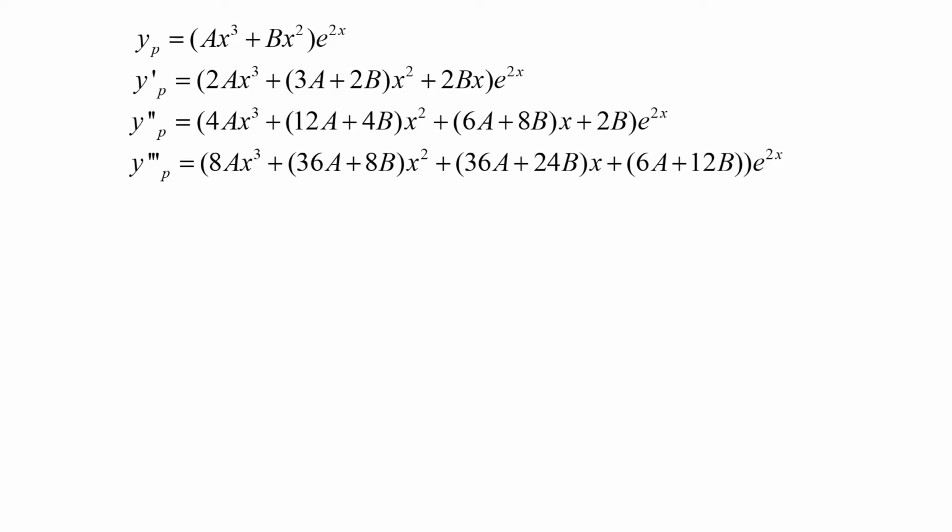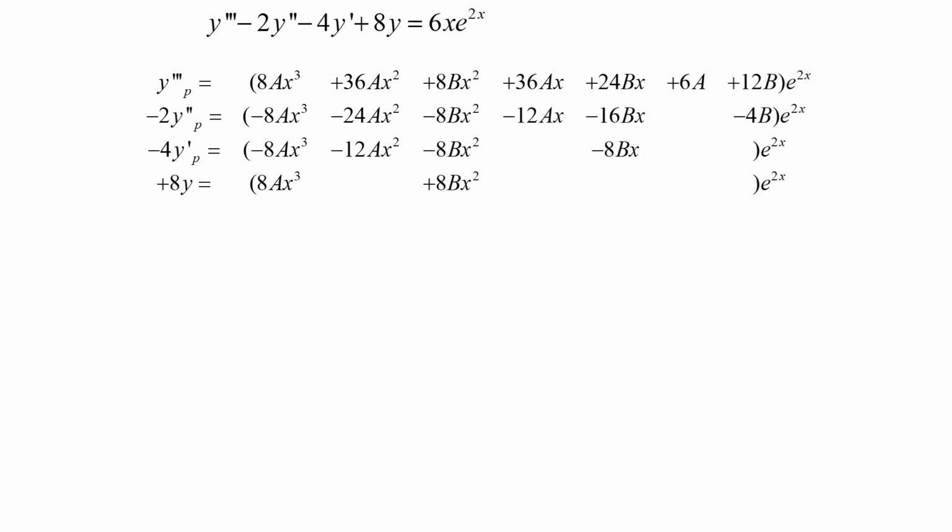All right, so we have our derivatives and our function. We're going to plug those into our differential equation. All right, so our differential equation says y triple prime minus 2y double prime minus 4y prime plus 8y equals 6x e to the 2x. So I'm going to put those in. I'm going to write this vertically just to save space.